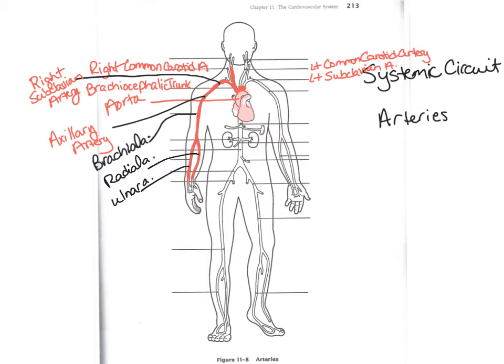So now the difference between the right and the left side is the right side had a trunk. So it had this brachiocephalic trunk. On the left side, there's no trunk. So those major blood vessels like the left common carotid come right off the arch of the aorta. And then the left subclavian comes right off of the aorta. If you go back and look at the right side, the brachiocephalic trunk divided into the common carotid and the subclavian. So then the subclavian on the left side becomes the left axillary artery, and the left axillary artery becomes the left brachial artery. And then the left brachial artery divides at the elbow to become the left radial artery and the left ulnar artery.